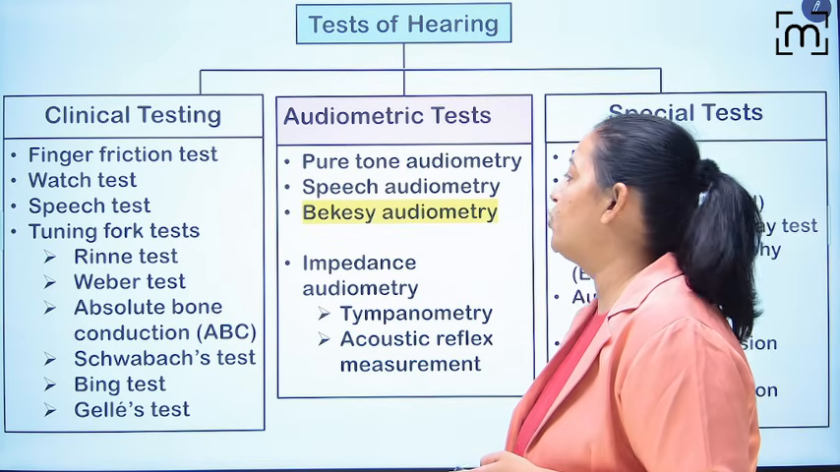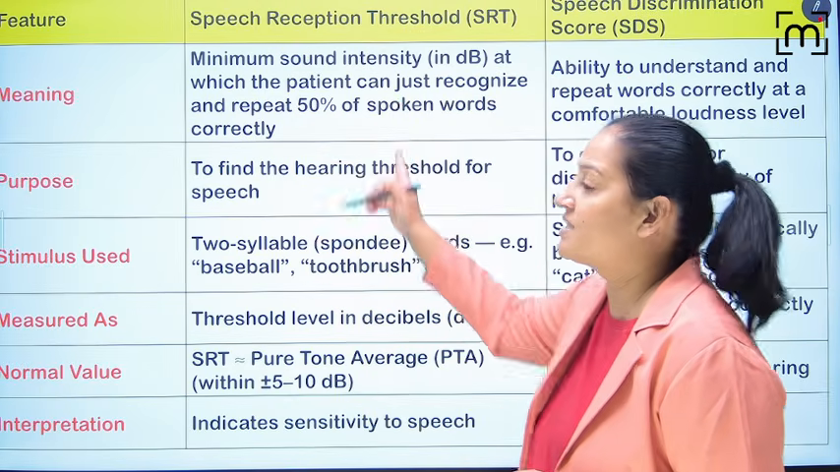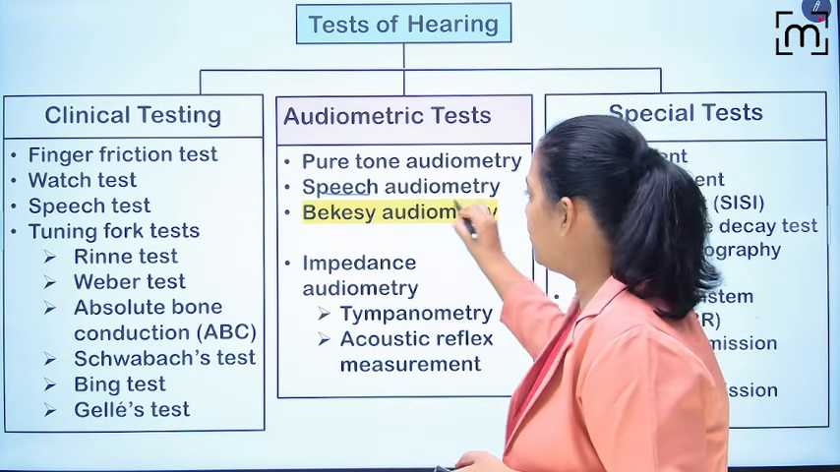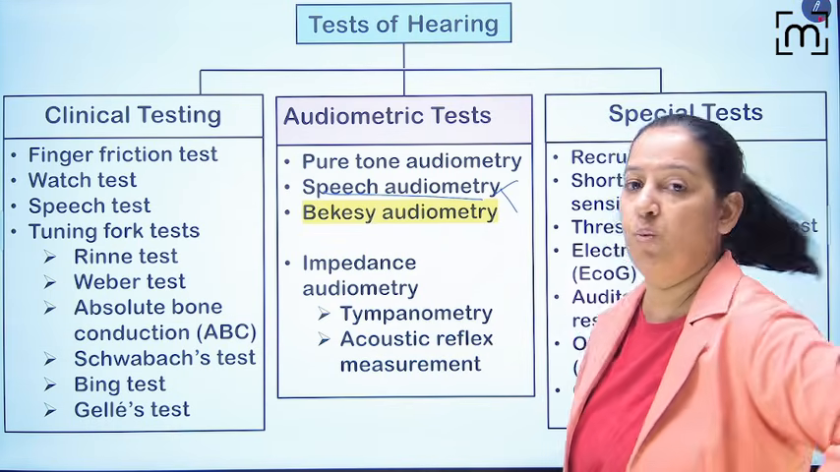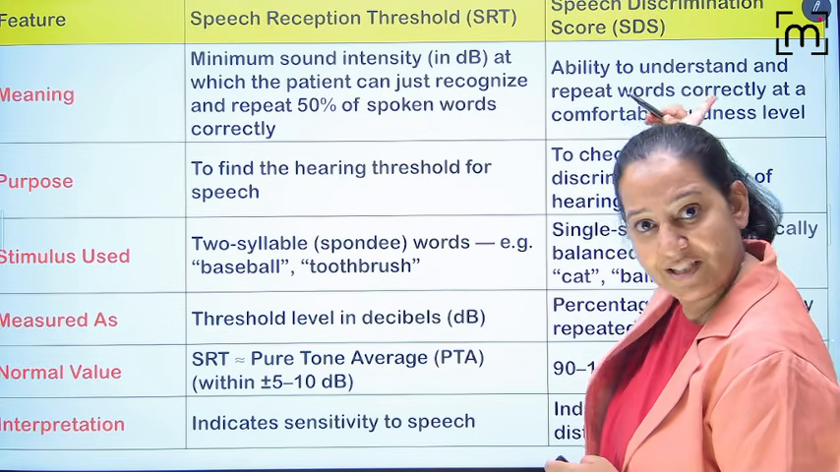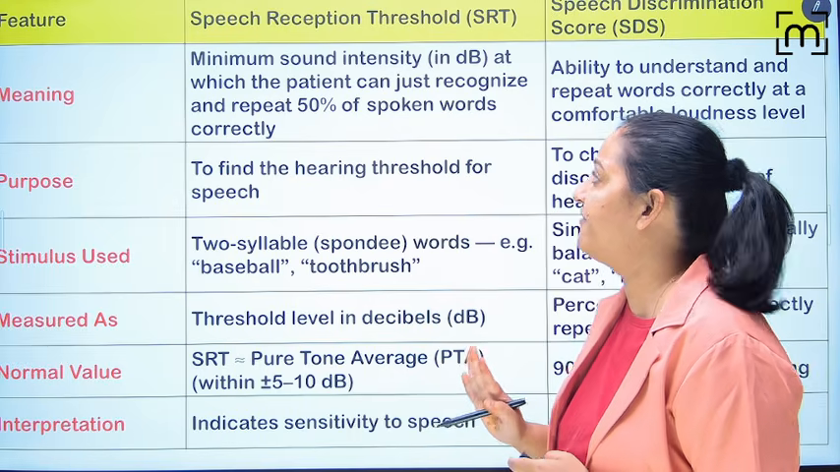So we are done with two tests over here. What are the two tests? Speech reception, speech discrimination. In speech audiometry, I taught you two tests. What are the two tests here in speech audiometry? Speech reception test, speech discrimination test. What is the basic difference?